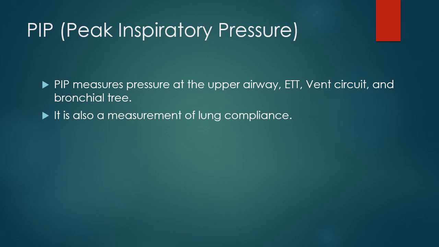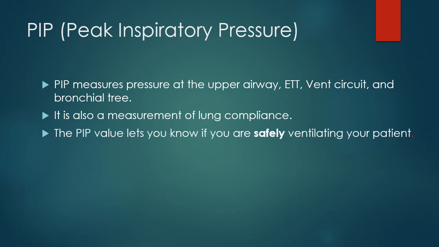So if you have poor lung compliance, meaning that your lungs are not expanding adequately with the volume we're giving due to them being diseased from some form of disease, that could cause really high pressure alarms, not necessarily because there's any issue with your equipment, but because their lungs are not very compliant with the volume you're giving them. This is how you know that you're safely ventilating the patient.